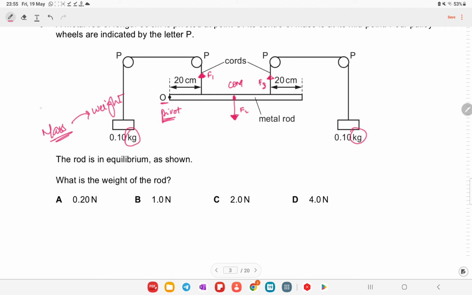So obviously the formula for weight is mass times the value of g. Okay, so W equals mg. Let me write it properly. W equals mg. Okay, now we need to find out this thing. So first of all, according to the law of moments, or principle of moments, clockwise moment is equal to anti-clockwise moment.